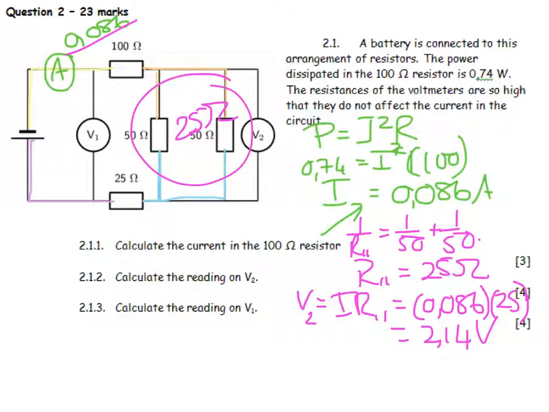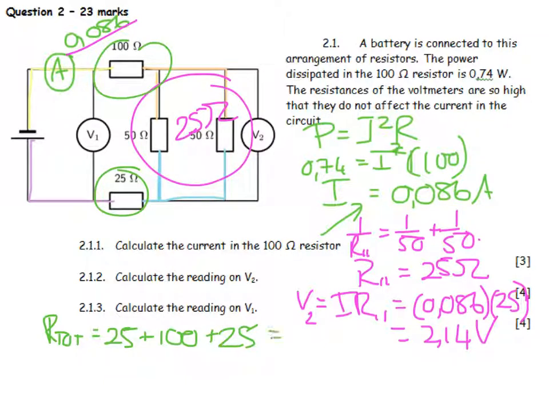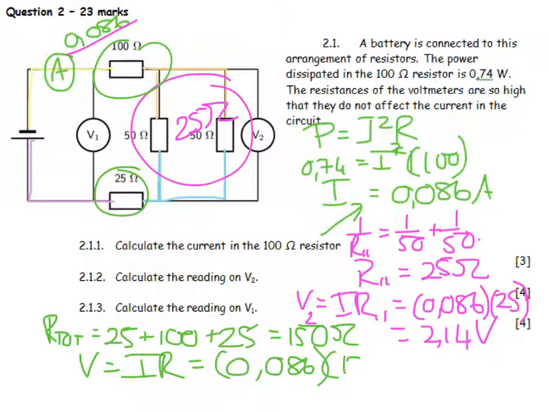What is the reading on V1? Now V1 is not connected across the parallel network. V1 has got these two resistors in there as well, and it's actually connected across the terminals of the cells. So I am going to say that V1 is equal to, I need to work out the total resistance of the whole circuit, and that is going to be the parallel network plus the 100 plus the other 25. So all of these need to be included, and I land up with 150 ohms. Therefore, the potential difference across the whole circuit is current times resistance, 0,086. The resistance of the whole circuit is 150, and I get 12,9 volts.